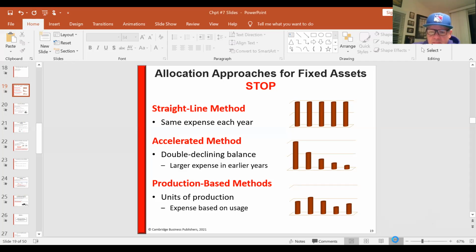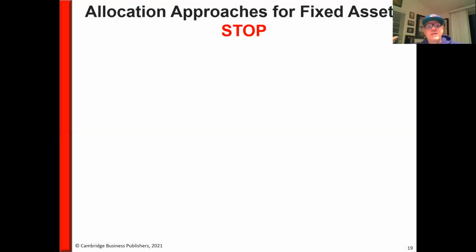So in Part A, where we stopped, we said with depreciation, we had to come up with a systematic and logical way to allocate the cost of the asset over its useful life. Useful life is the period that the long-lived asset is going to produce revenues for us. So we have to come up with a systematic and logical way to spread that cost.